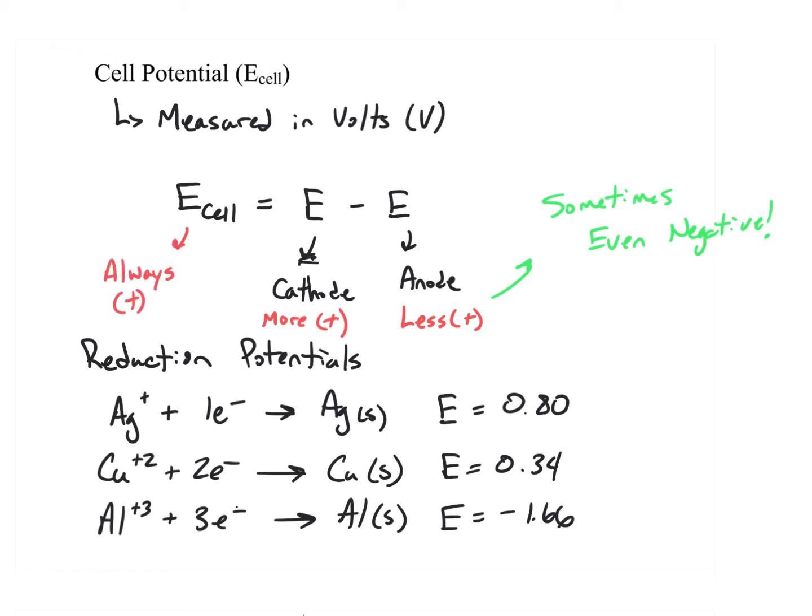So if you subtract two half cell potentials and get a negative number, well, you actually have the electrodes mixed up, and you simply need to switch their position, because what you're actually doing is subtracting the cathode from the anode, but we always want to subtract the anode from the cathode.